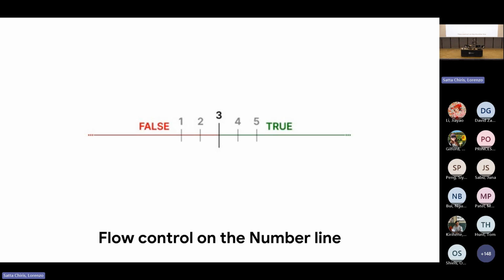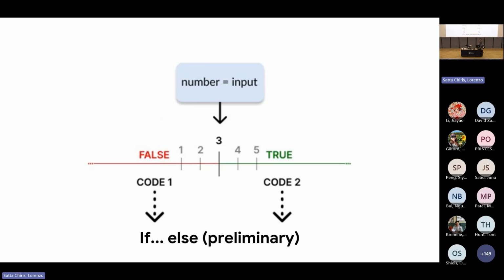So I want the computer to make that decision for me, so I don't have to go manually and decide for every single person. I have a logic, and I want the computer to apply it to this case. So what I will do is use flow control to define two scenarios. I take a number as input, and then I say, if it's true, if the number is bigger than 3, then I run some code. If it's false, if the number is lower than 3, then I run some other code.